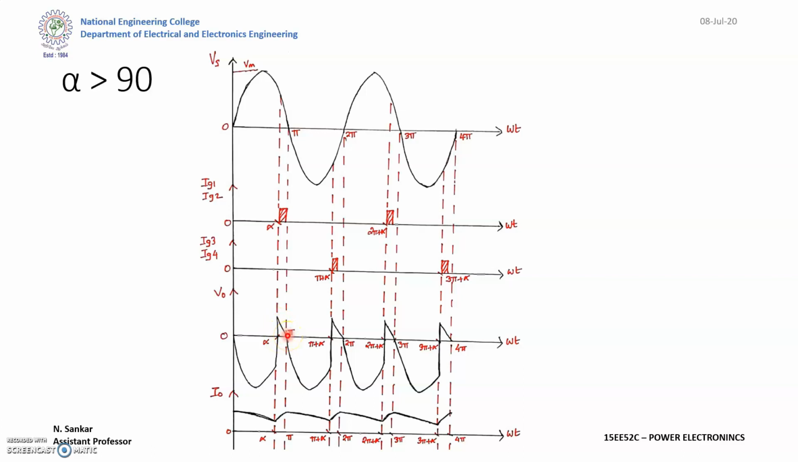But due to the presence of the inductor, there will be a gradual decrease in current until reaching the holding point. So T1 and T2 continue to conduct and the output will be negative. At this point we trigger the thyristors T3 and T4. They start conducting and we get a rectified output, so this part will be positive.